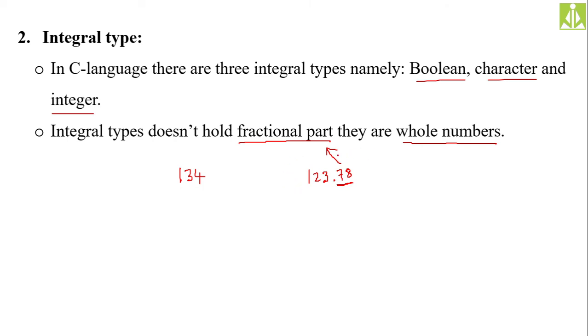So inside an integral type we can store only the whole number. We cannot store the fractional part. Hope you understood this one. So integral types, they are three: Boolean, character, and integer. And integral types take only whole numbers. They don't hold any fractional part.